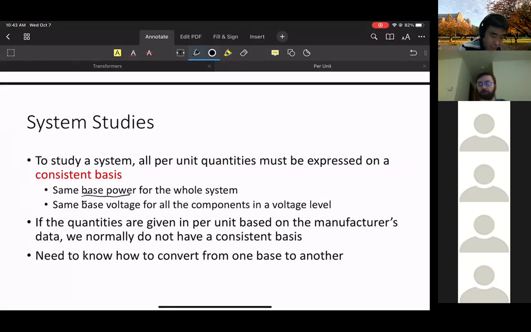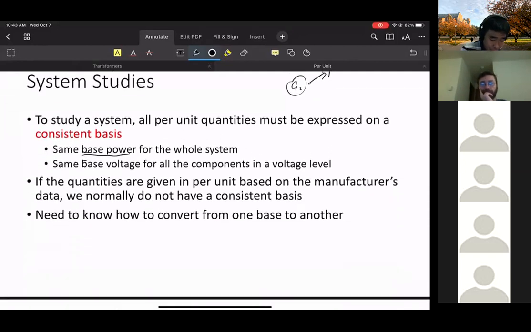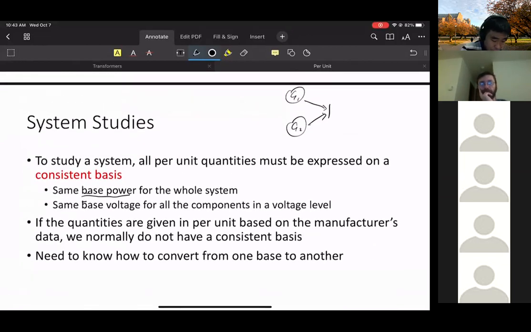Okay, thanks. So what we have is, for example, I have a bus bar like this, with G1 and G2 connected to it, right? They need to have the same base units, right? For my analysis to make sense. There's no transformer in between, but the data sheet doesn't give you the same base unit.